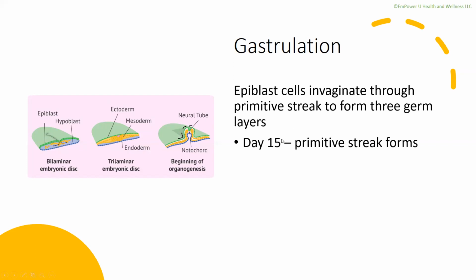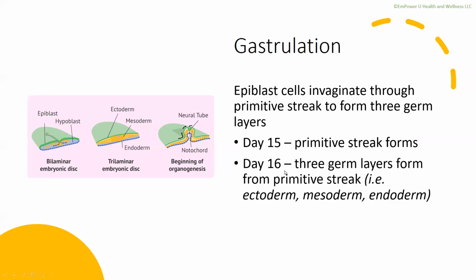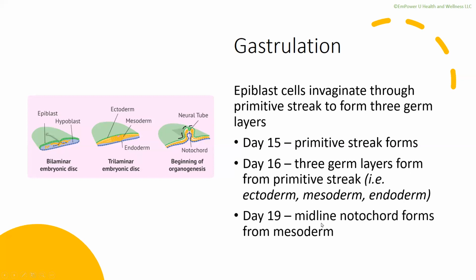Day 15 is when the primitive streak forms. So right at the beginning of week 3. Day 16 is when the 3 germ layers will form from that primitive streak. And day 19 is when your midline notochord forms from your mesoderm. Okay, again, all of these things are happening during week 3, right? So gastrulation, you could say as a whole, occurs during week 3 of embryogenesis or development. That includes forming the primitive streak, creating the 3 layers, and creating the midline notochord, which is going to help our next step in the process.